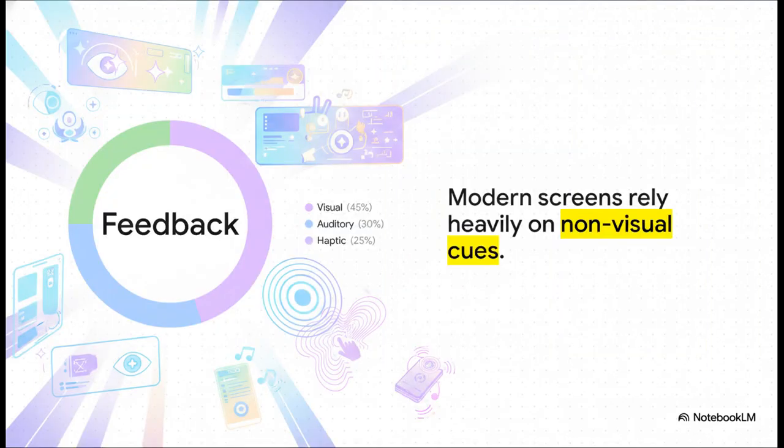We naturally assume our screens are almost entirely visual, but check out this breakdown of digital feedback. Visuals actually only make up about 45%, auditory cues are 30%, and haptic, meaning touch-based feedback, makes up a massive 25%.